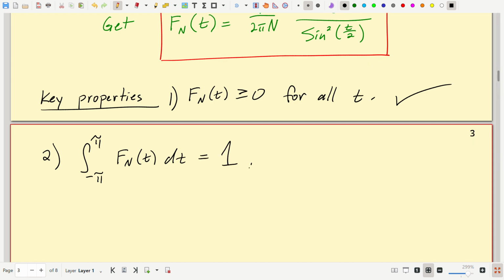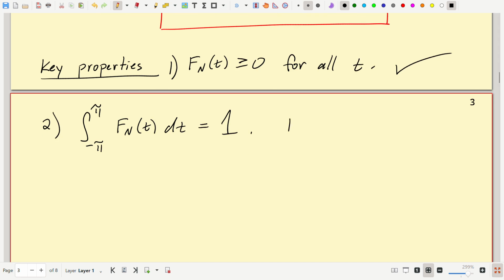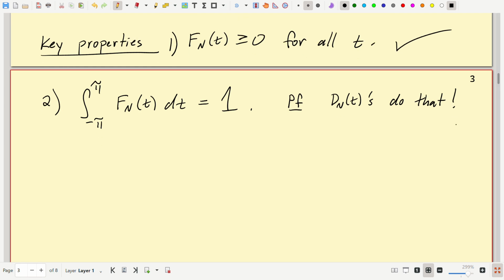And the proof of that is easy. All the Dirichlet kernels do that. And I'm taking an average of Dirichlet kernels. So the Dn of t's do that. So if you add those up and integrate, you get 1 plus 1 plus 1 plus 1 n times, and then you'd have to divide by n, and that would give you 1. So that's a very straightforward thing, knowing that the Dirichlet kernels have unit area.